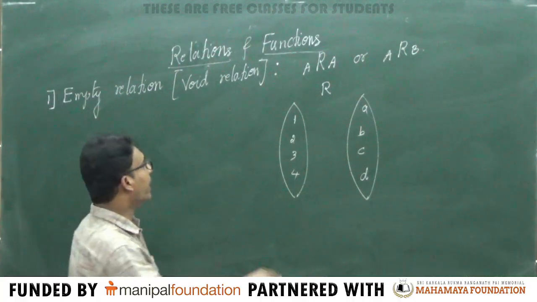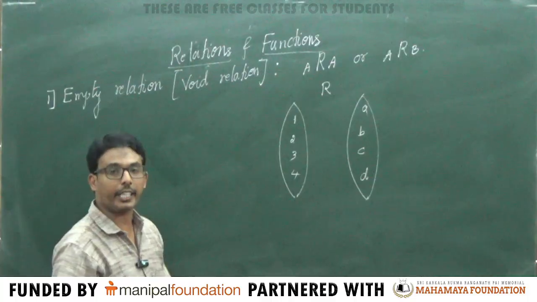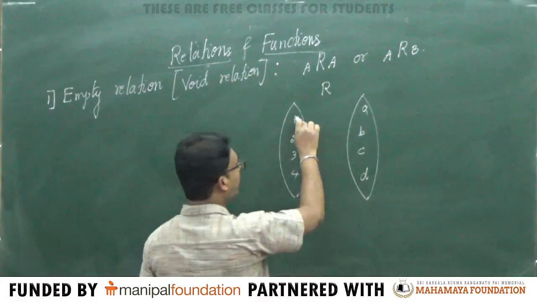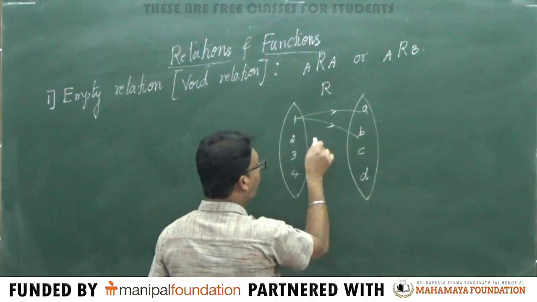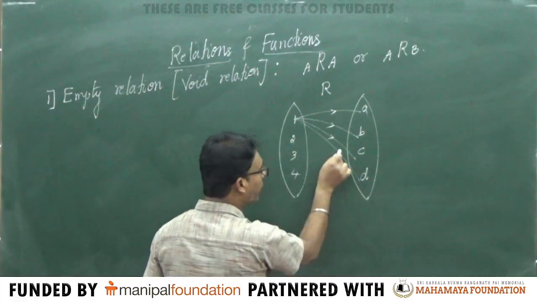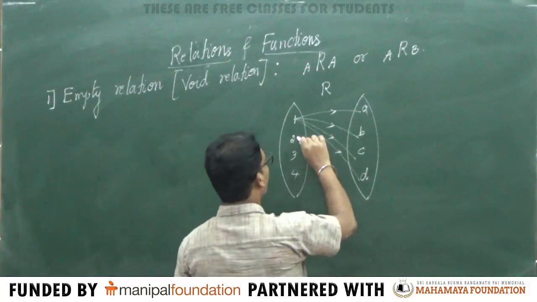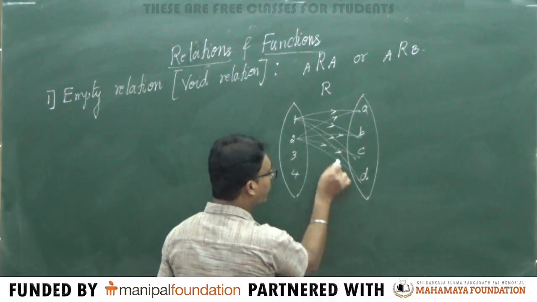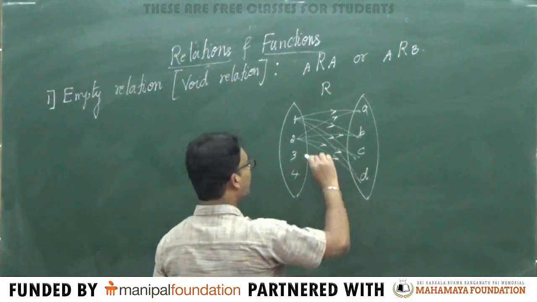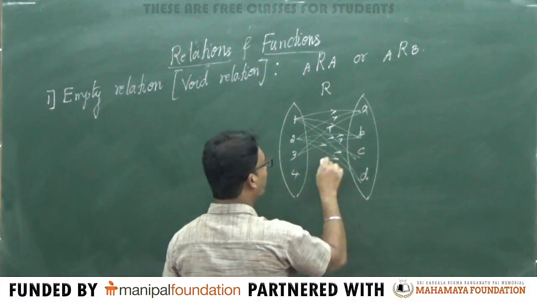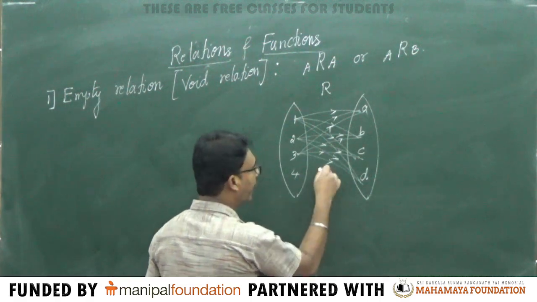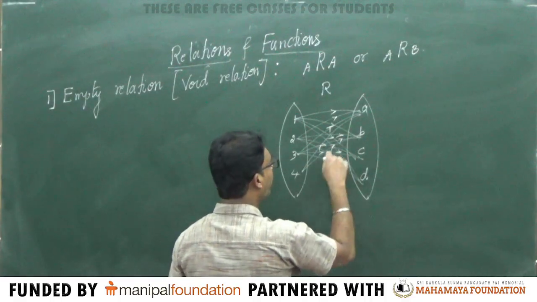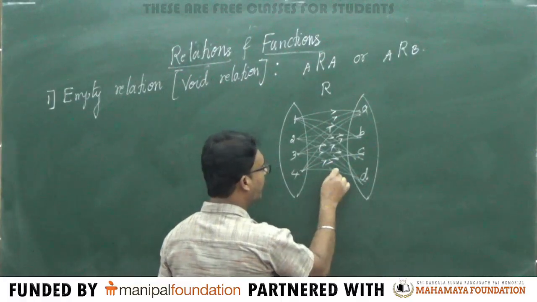Similarly, if each element of the first set is related to every element of the second set, that means 1 is related to a, b, c, d. Again, 2 is related to a, b, c, d. Similarly, 3 is related to a, b, c, d. And again, 4 is related to a, b, c, and d.